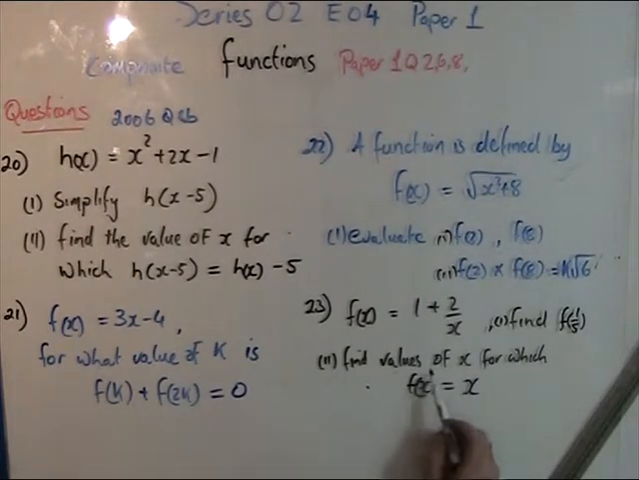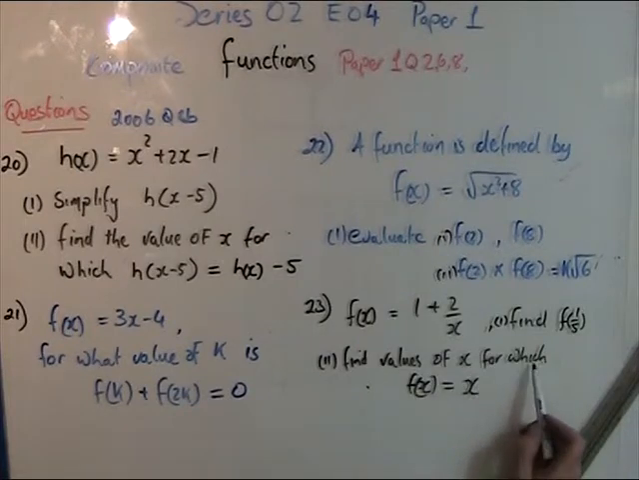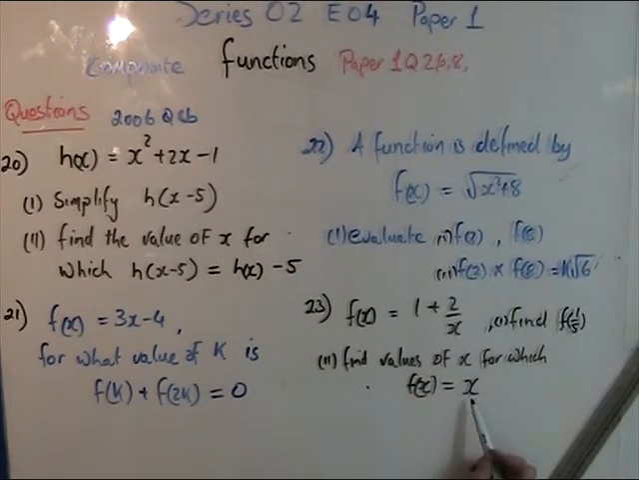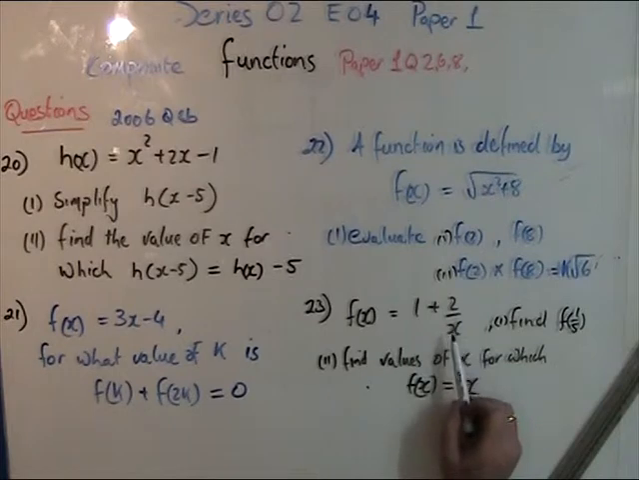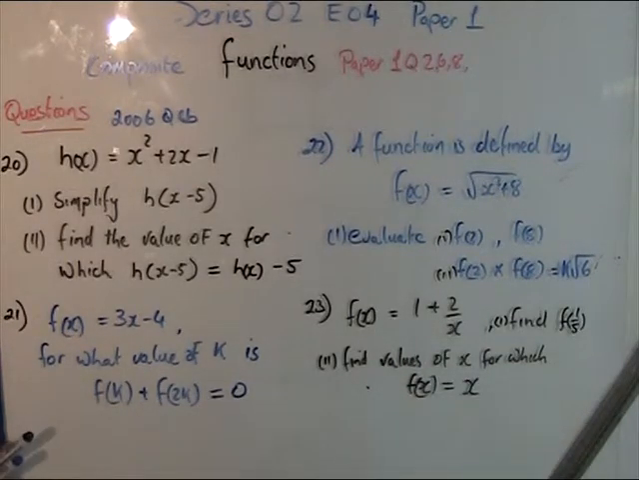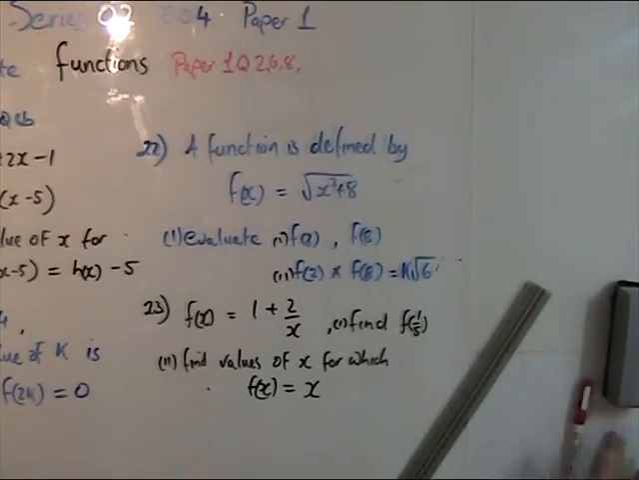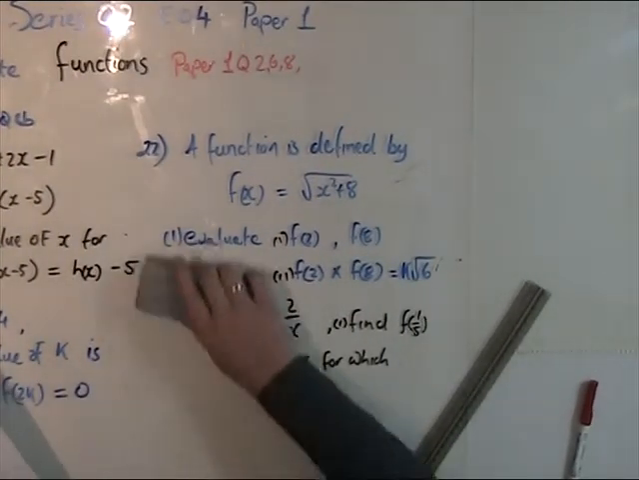Find the values of x for which f of x is equal to x. So I'm going to make that equal to x, and multiply everything across by the LCM, which in this case is x. Then you can solve that out. Right, great. So I'll just move this across, and we're going to do a quick question here.